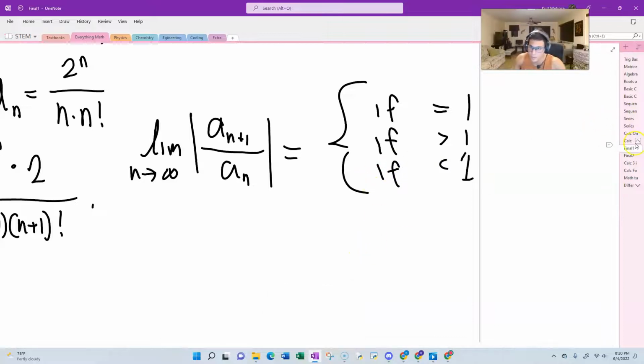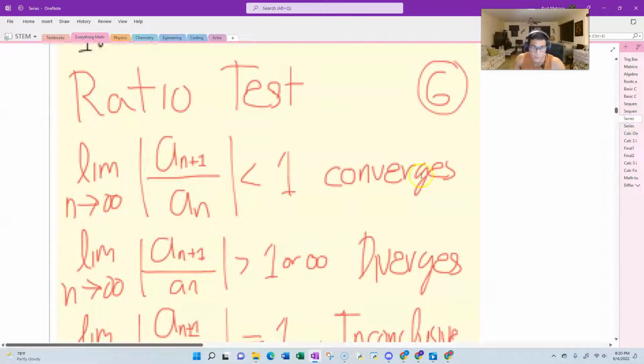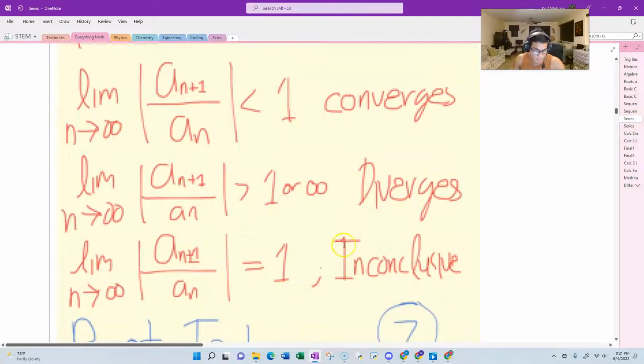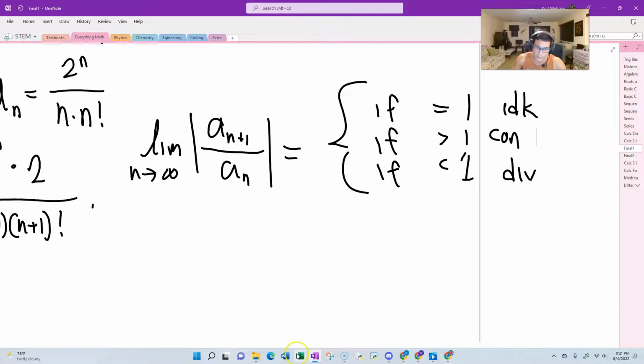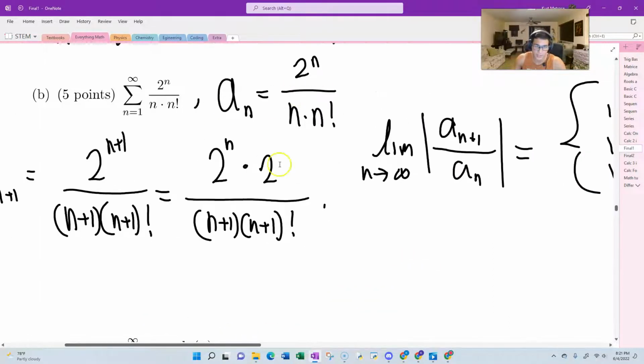And then what happens? Let's go back to my little cheater table. If it equals 1, it's inconclusive, you can't do anything. If it's less than 1, it converges. If it's greater than 1, it diverges. So greater than 1, it diverges; less than 1, converges; and equal to 1, inconclusive. Okay. So let's divide these two guys by each other.